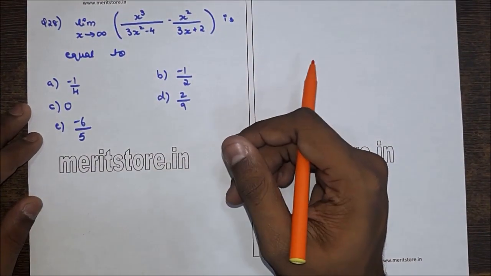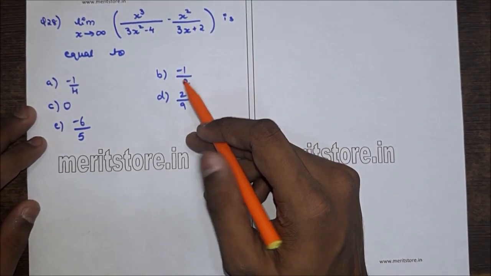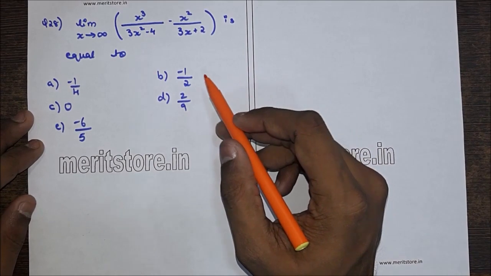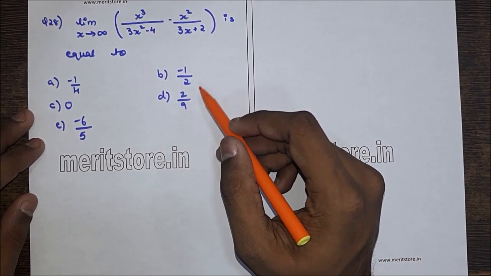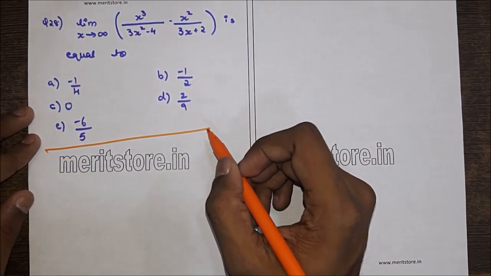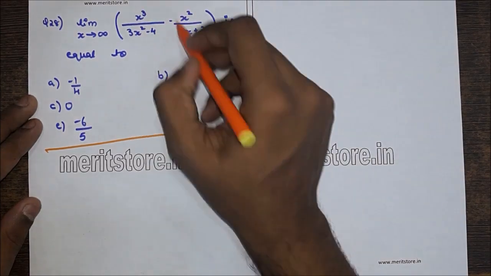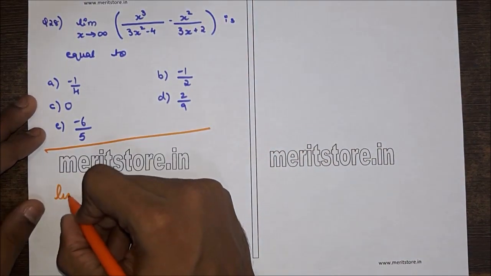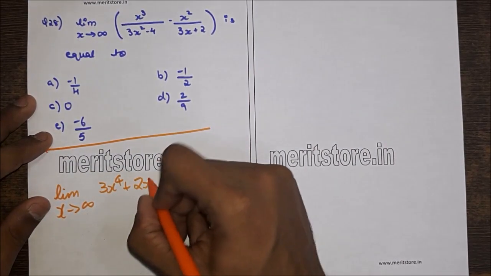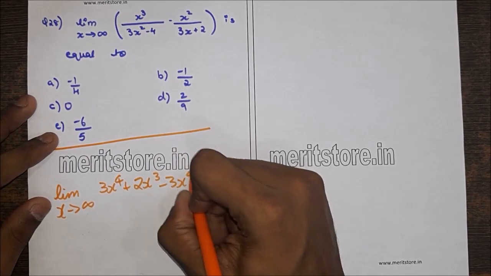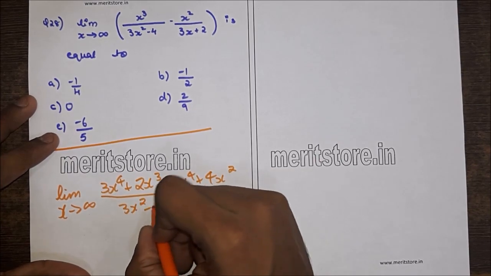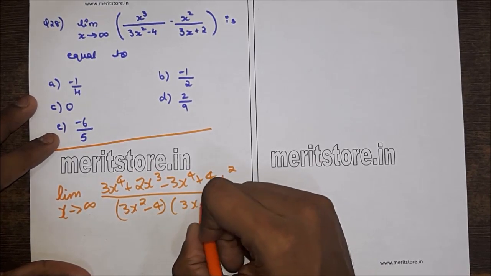Limit of x tends to infinity, x cube by 3x square minus 4 minus x square by 3x plus 2 is equal to: a minus 1 by 4, b minus 1 by 2, c 0, d 2 by 9, e minus 6 by 5. So first we could solve this part, which gives us limit of x tends to infinity, 3x raised to 4 plus 2x cube minus 3x raised to 4 plus 4x square upon 3x square minus 4 into 3x plus 2.